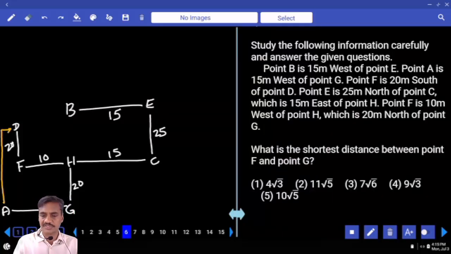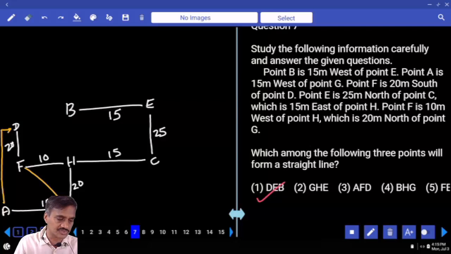And what is the shortest distance between F and G? Now we need to find out the shortest distance between these two, 10 and 20. Now 10 square plus 20 square, how much is that? 500. Isn't it? Now this 500 can be written as 10 root 5, choice 5, question number 6.